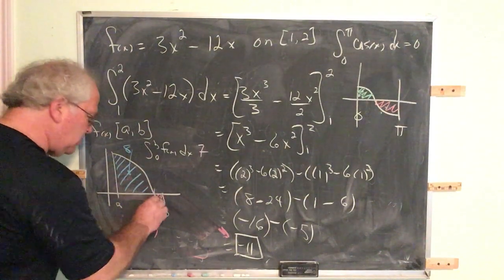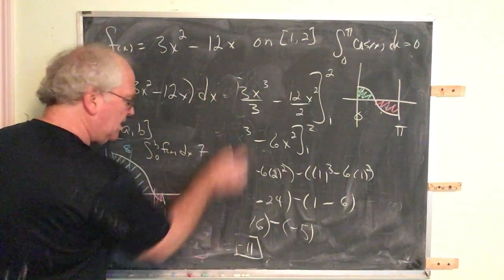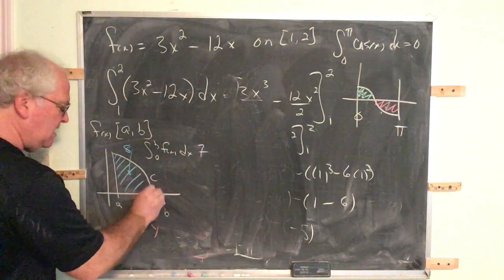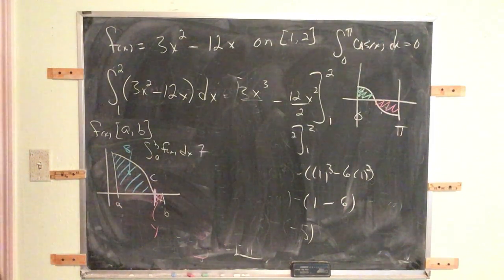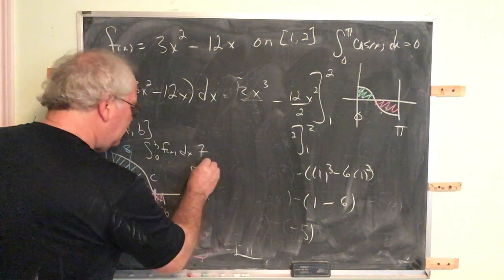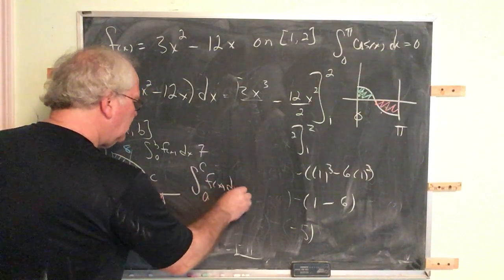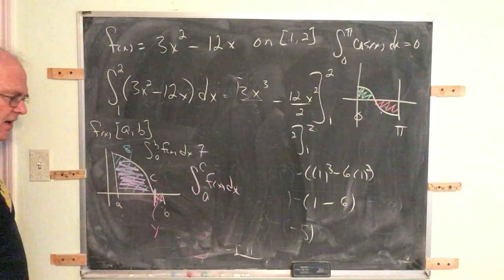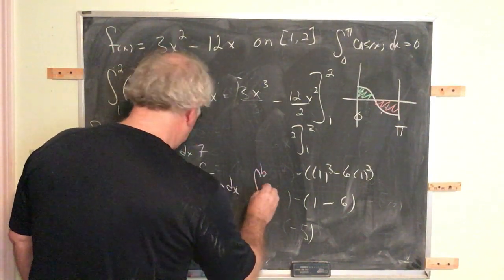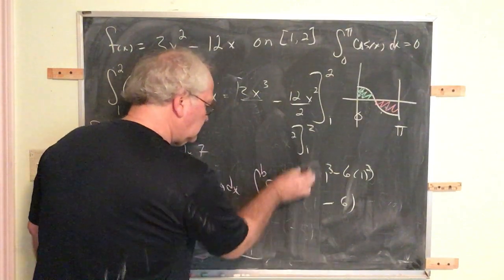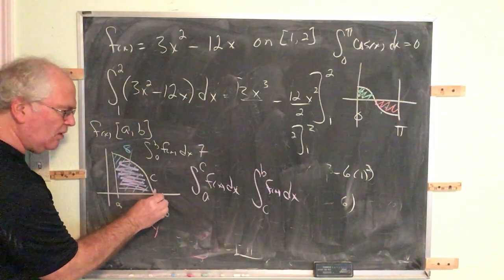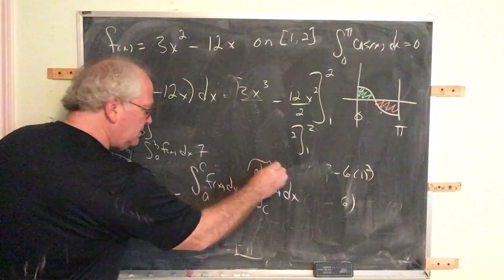A way to do that is this. You could use the properties of the integrals. Find this value of c, which is the x-intercept of the function. And now you can take the integral from a to c. That will find that area. And then take the integral from c to b. That will find this area, but that will be a negative number.